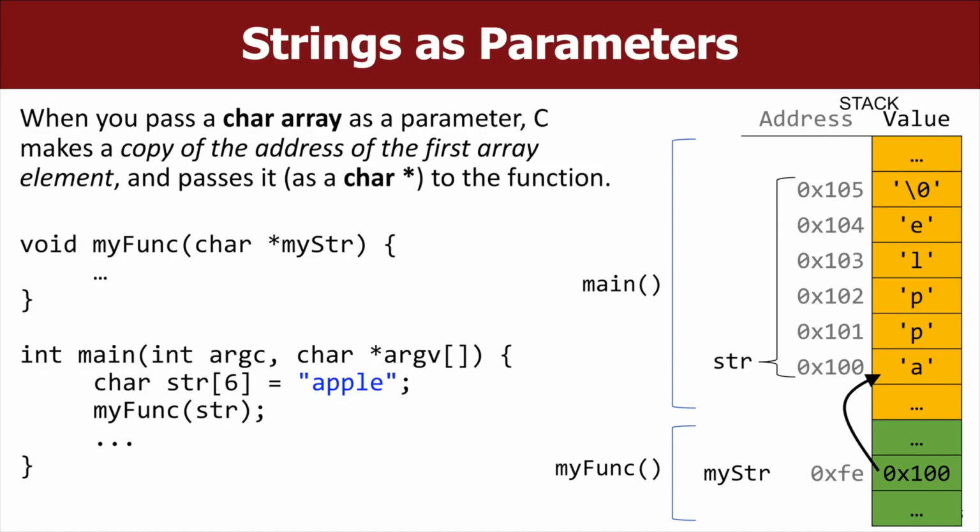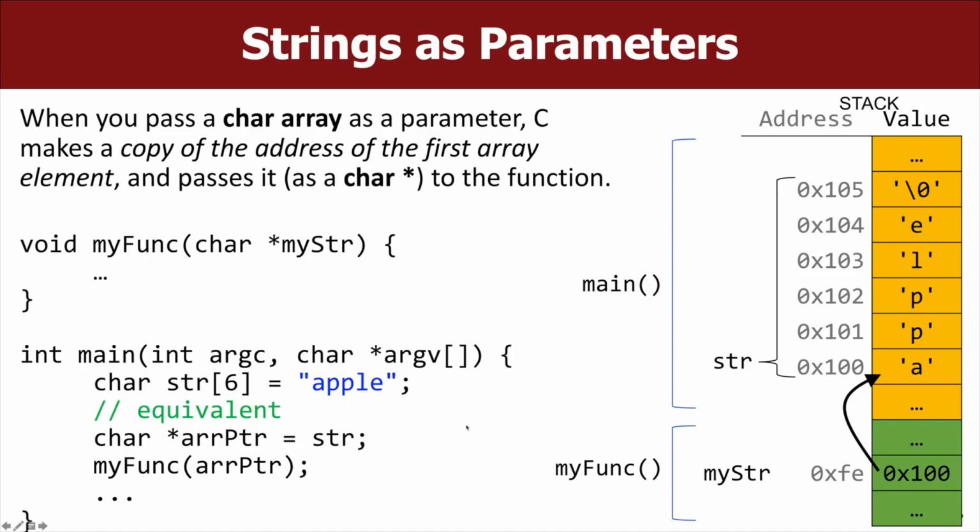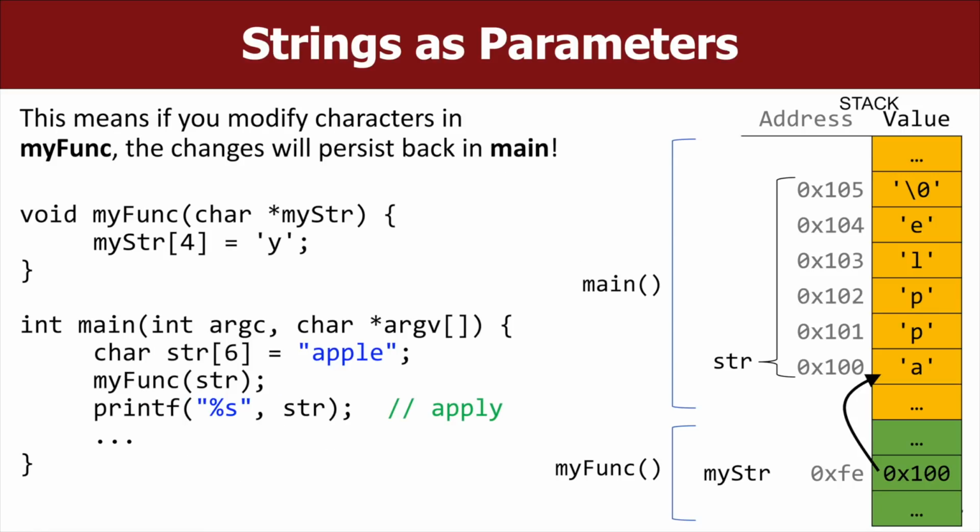Now, it's also the same if you do this. You can also say char star ARR pointer equals str. Again, as we saw before, this makes a pointer to the first element in the array. And then we can pass that as a parameter, and it just passes that address as well. This is the same thing. Now, because you pass a pointer to the first element, if you modify the characters inside the other function, it will persist these changes back in main.